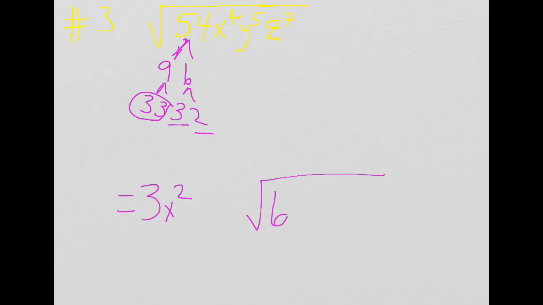Alright. y to the 5th. 5 divided by 2. Alright. 2 will go into 5 twice, so my y on the outside has an exponent of 2. And I have a remainder of 1, so y will have 1 y on the inside. Any questions so far?